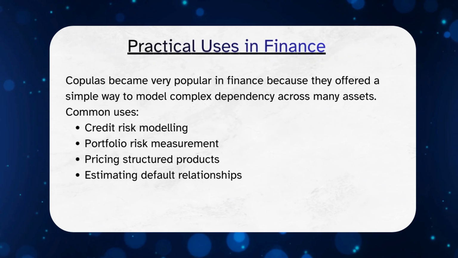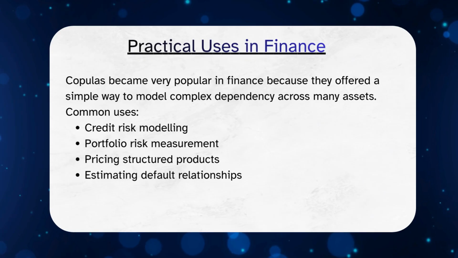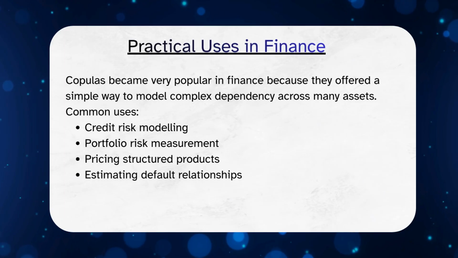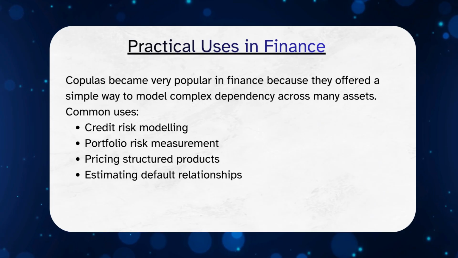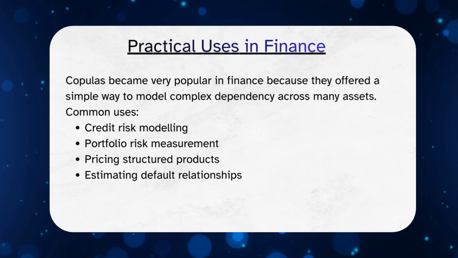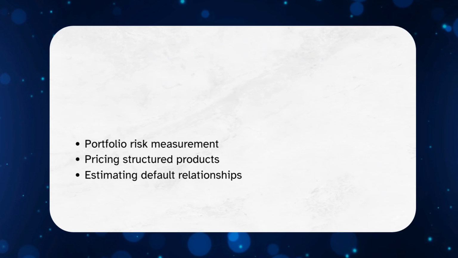Copula functions became highly popular in finance because they offered a practical way to model dependency across many assets. They are widely used in credit risk analysis, portfolio risk management, and structured finance products. For example, when analyzing a large pool of loans, copulas help estimate how defaults might happen together instead of independently.